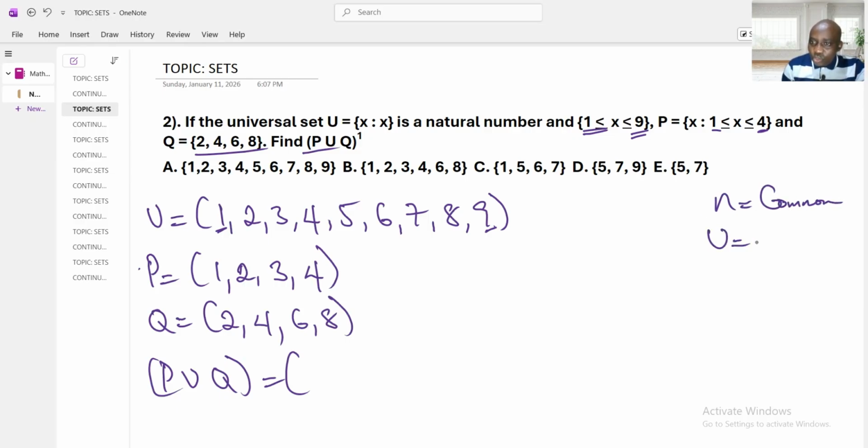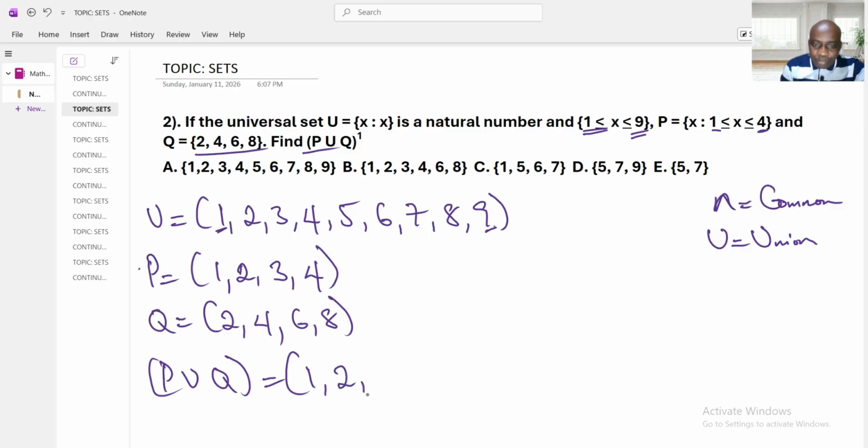While the U is what? Union. You will combine them together without repetition. Why the N represents what? Common. Anything that is common between them, that's what we pick. But this one is union. We have 1 here, isn't it? We start from 2. We have 2 in P and we have 2 in Q. We are going to pick one. That's why without repetition is union. You will combine them together.